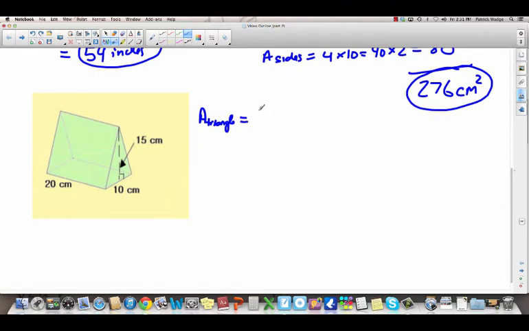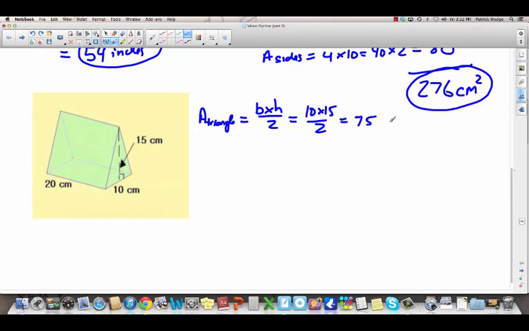Remember what the formula is for the area of a triangle? Base times height divided by 2. Base and height are always at a right angle. They always meet at a right angle. So if we look at this triangle out here, you can see that there's the right angle. The base is 10, the height is 15. So 10 times 15 divided by 2, which equals 150 divided by 2, which is 75.